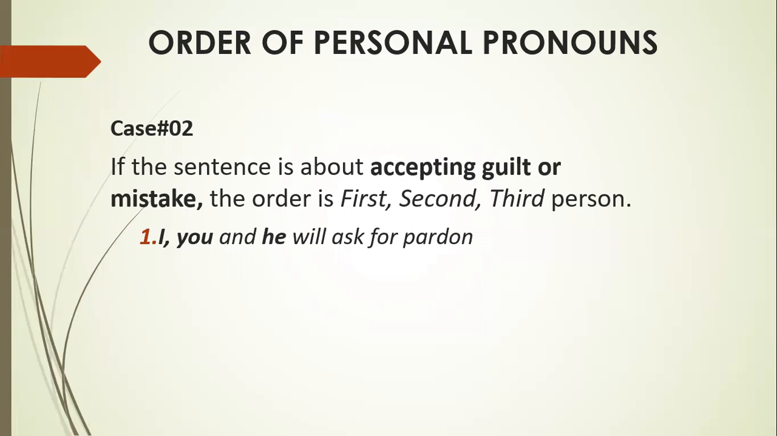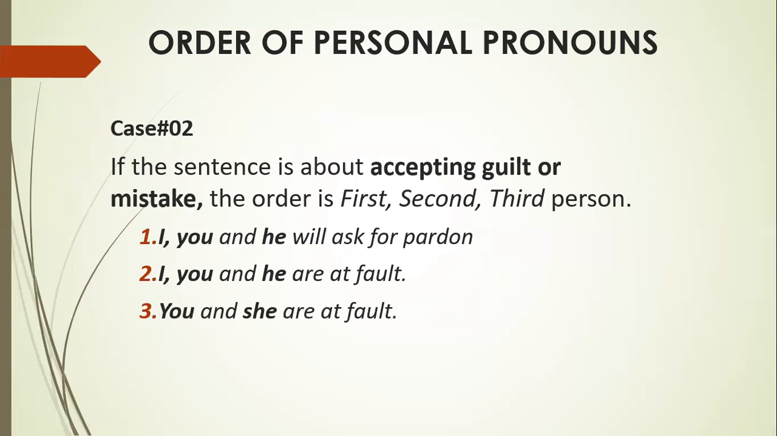I, you, and he will ask for pardon. I, you, and he are at fault. You and she are at fault. So here you can see that when there is some sort of acceptance of guilt or mistake, again it is modesty, humbleness, politeness, that we are accepting. After accepting, the order is first person first, then second, and then third person.